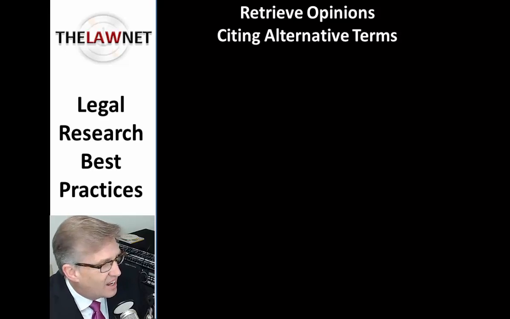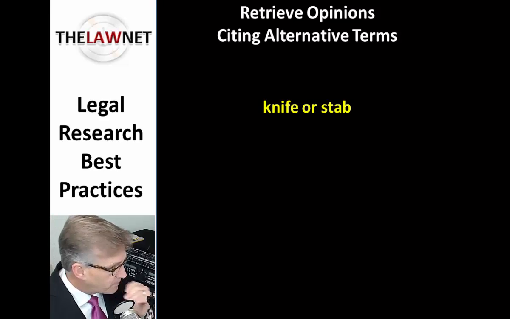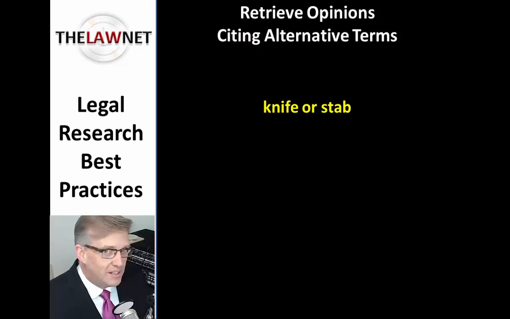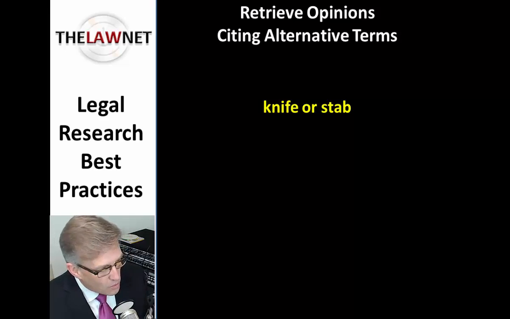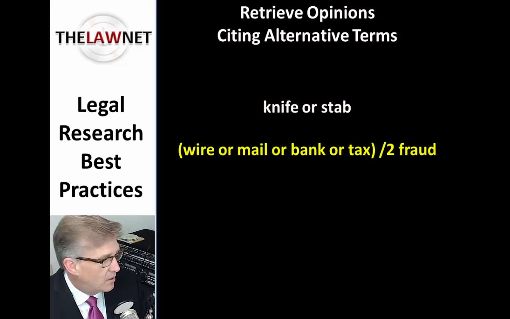Retrieve opinions citing alternative terms. Knife or stab, 2 words that mean the same thing within the context of a particular murder case, right? So this query will find opinions that contain at least one reference to at least one of those terms. Does that make sense? Right?